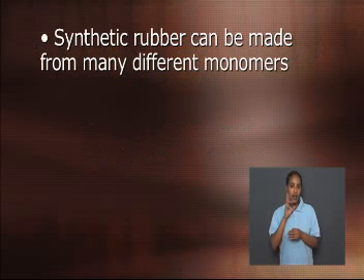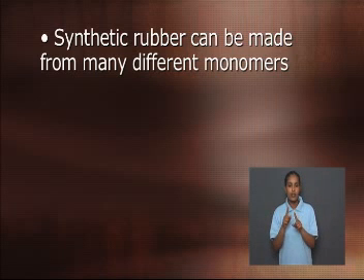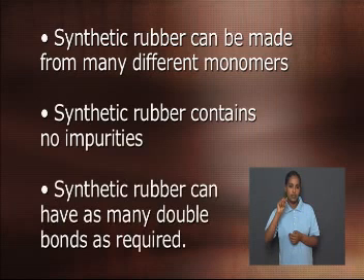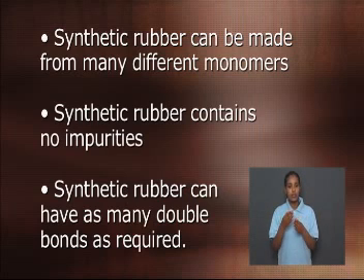We know that synthetic rubber can be made from a variety of different monomers. These monomers can be copolymerized to yield a wide range of properties. The monomers can be produced pure, and the polymerization can be better controlled to give the desired proportion of double bonds between polymer chains. In other words, synthetic rubber is simply more useful and adaptable than natural rubber.